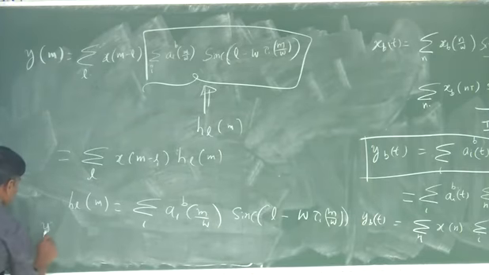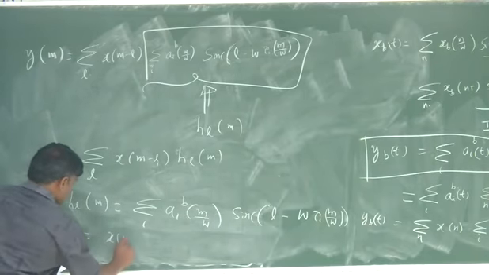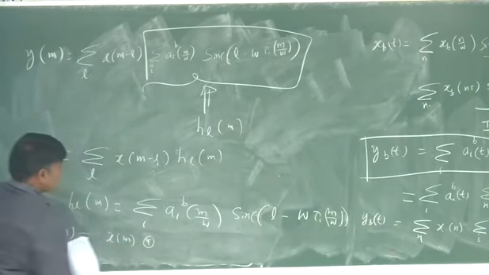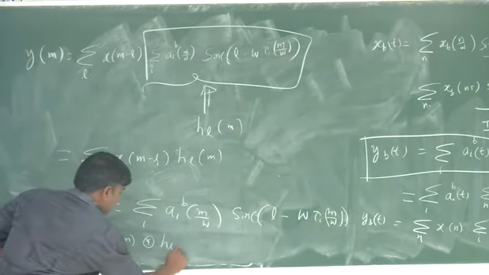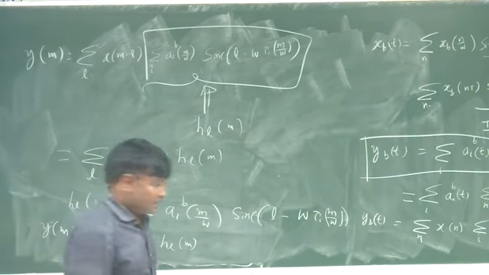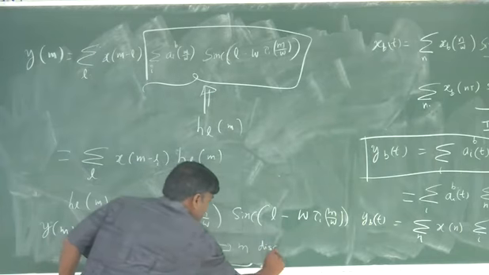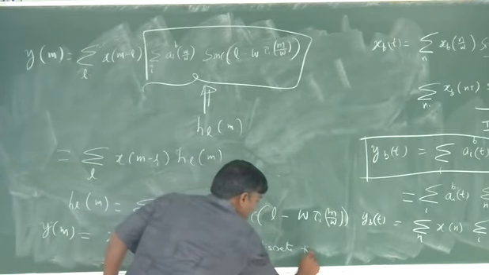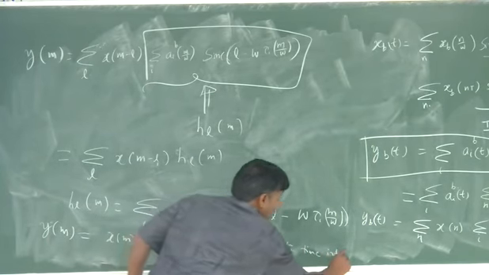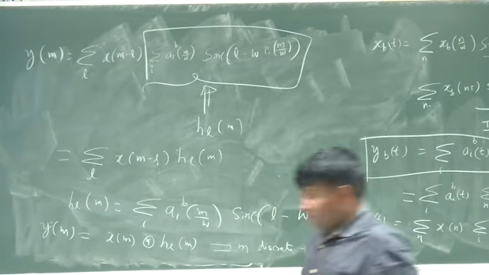And y of m is the convolution between x of m and H_L of m. Remember, m is the new time index here. m is the discrete time index. Why is that? We took samples at t equal to m. The new time index.